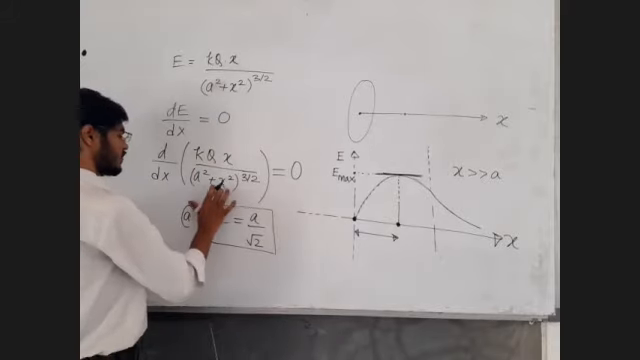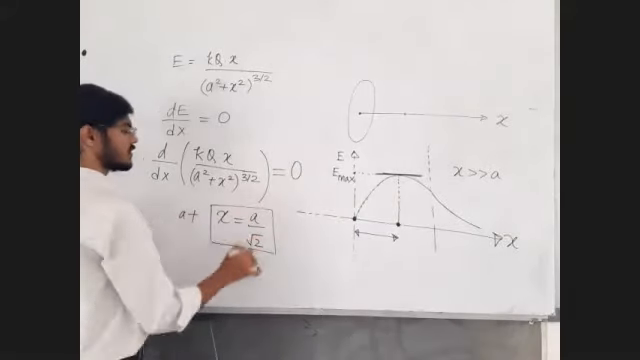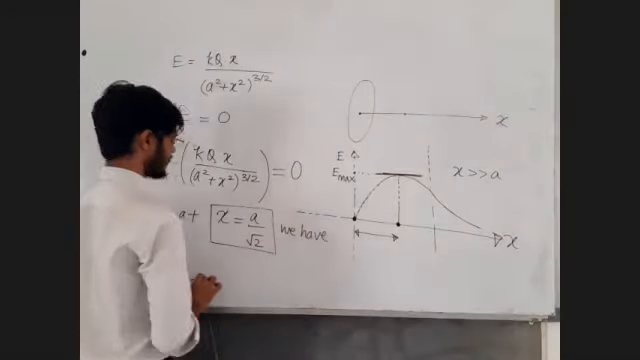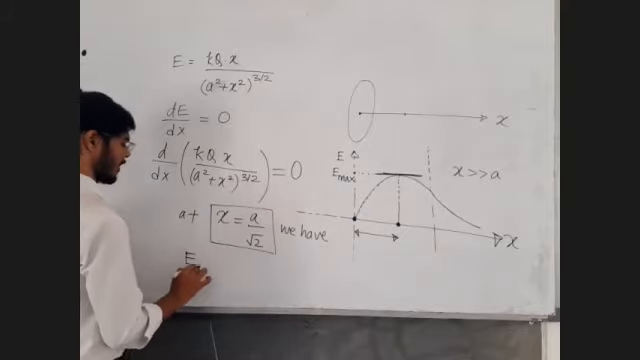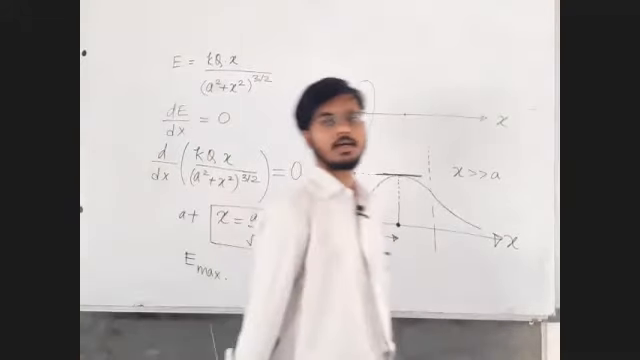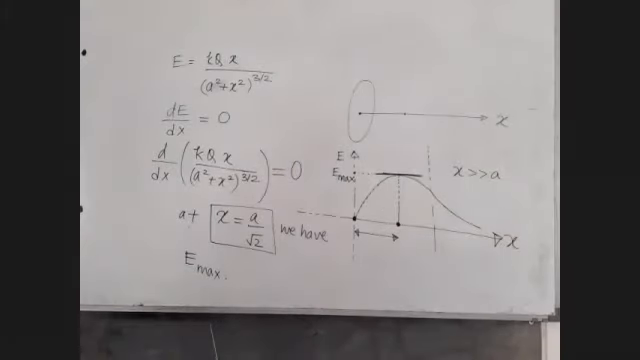So at x is equal to a by root 2, we have E max. We have maximum electric field. That's it. Interpretation of this graph is complete. Reply me in the chat box, clear and written. Write it down.